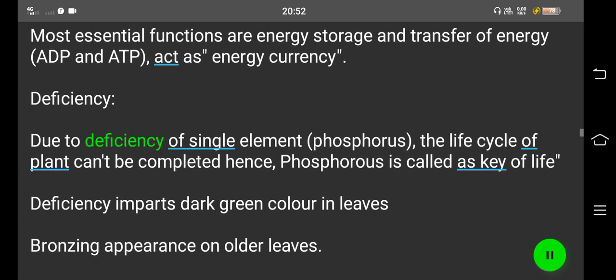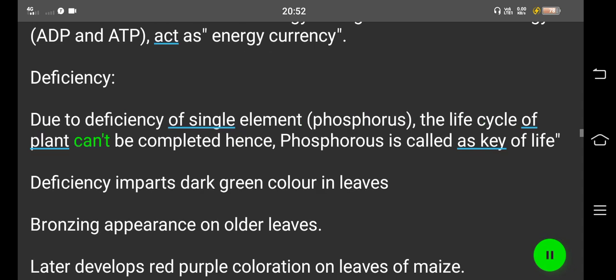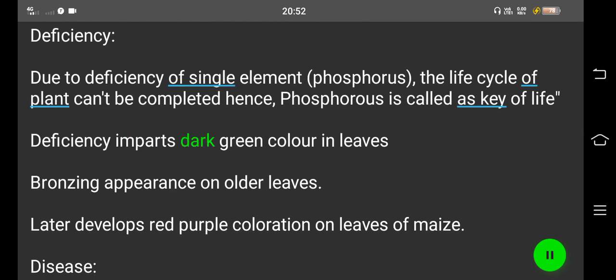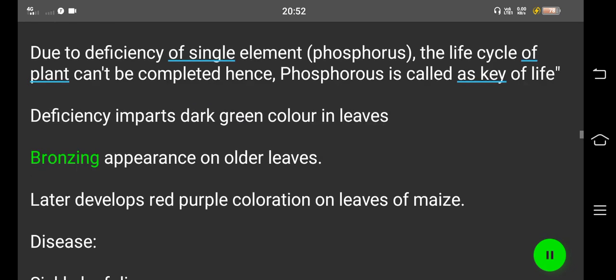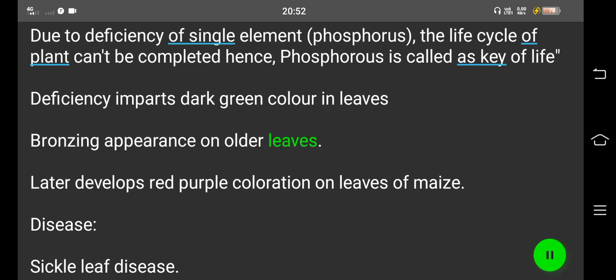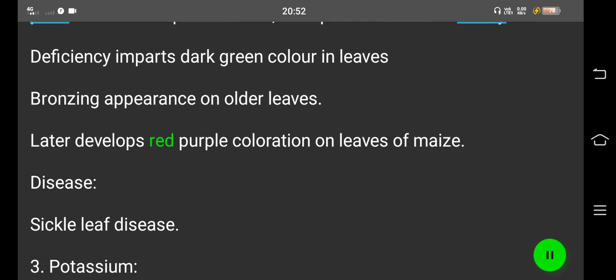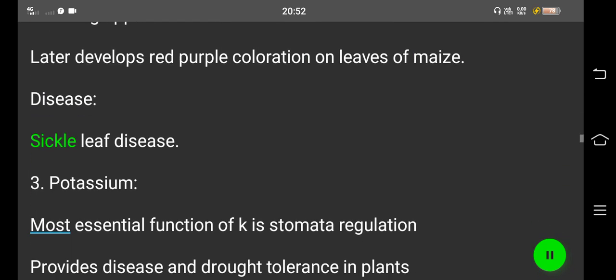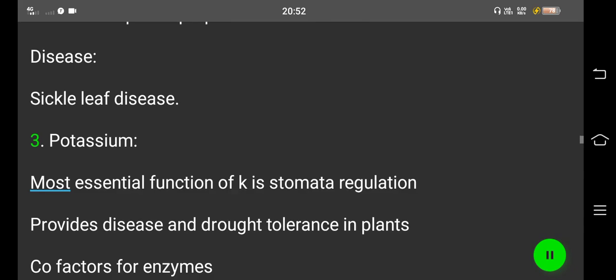Deficiency. Due to deficiency of the single element phosphorus, the life cycle of a plant can't be completed, hence phosphorus is called the key of life. Deficiency imparts a dark green color in leaves, a bronzing appearance on older leaves, and later develops red-purple coloration on leaves of maize. Disease: sickle leaf disease.